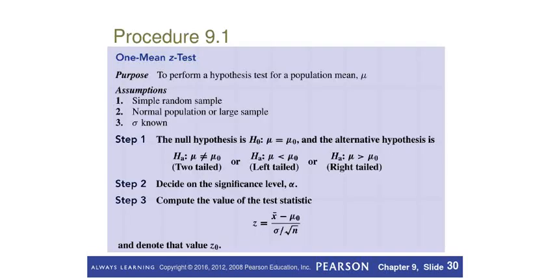Here's the procedure. We're looking for a one mean z-test. Now remember, the z-test was associated with that normal probability distribution, so there are going to be occasions where this is appropriate and not. But we're going to assume here for this description that we're using an appropriate distribution for our sample. So let's perform a hypothesis test for a population mean. We're going to assume that we've got a simple random sample. It comes from a normal population or a very large sample, and the standard deviation for the population is known.